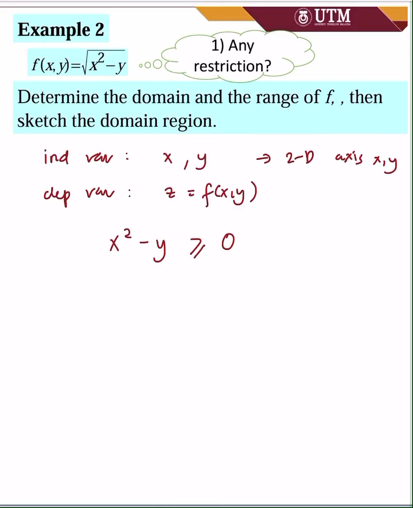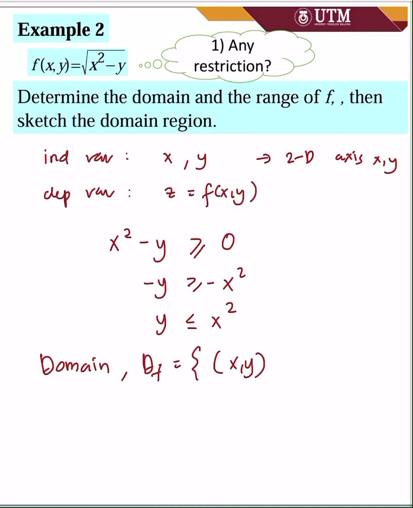How do we want to sketch this? We just rearrange it: negative y is greater than or equal to negative x squared, so y is less than or equal to x squared. Therefore, what would be the domain here? The domain consists of x and y such that y must be less than or equal to x squared. So this is the domain.